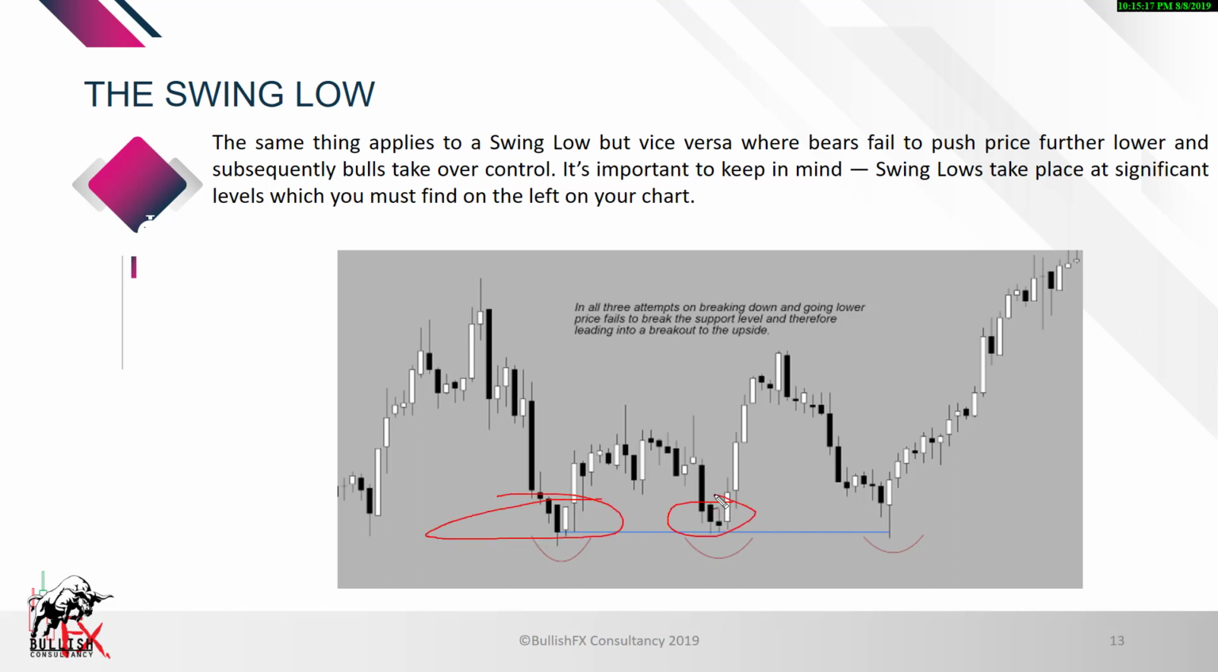Significant levels in this instance are new areas of demand. You can see here we've got a demand zone. Price started forming swing lows, pushes up, swing low, pushes up, swing low, it pushes up. In all three attempts on breaking down and going lower, price fails to break the support level and therefore leads into a breakout to the upside. So these are swing lows.